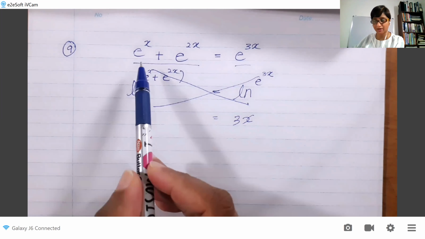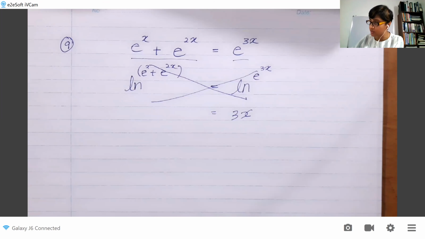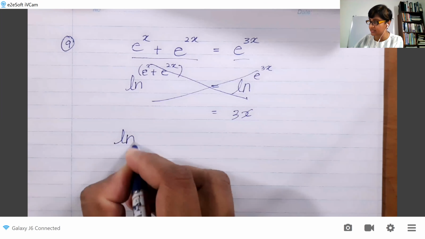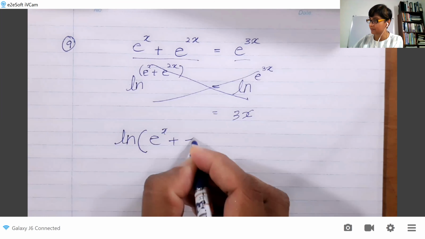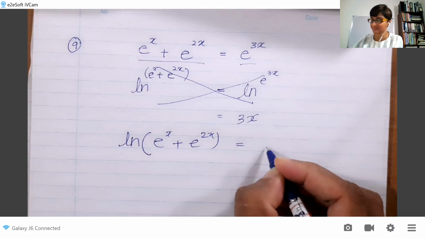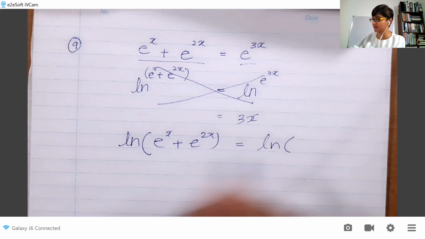Kavindi, I think this is what you meant. Take ln on both sides like this. Is that what you meant? Not raise to the power.